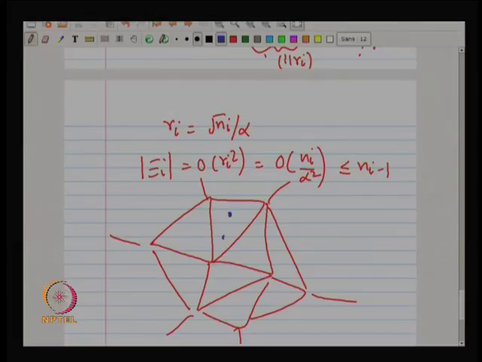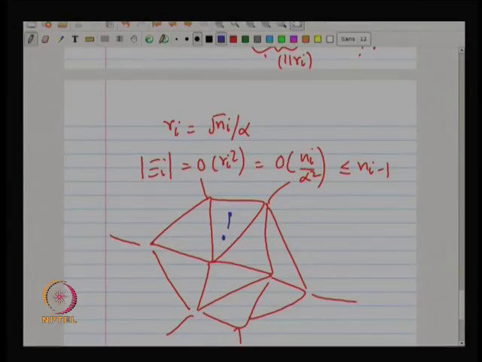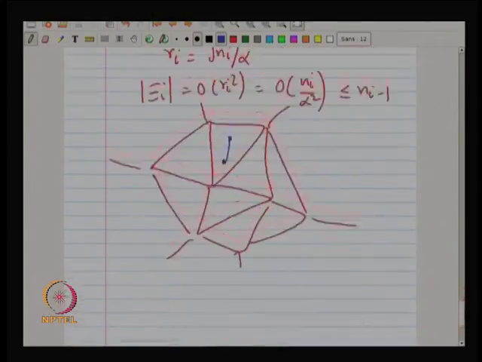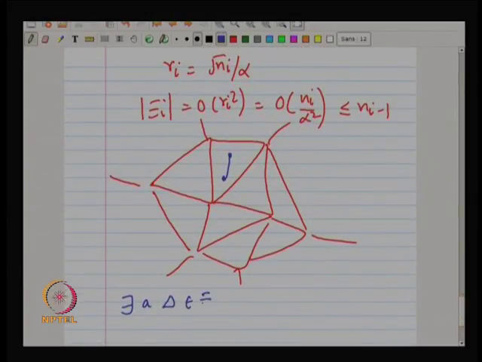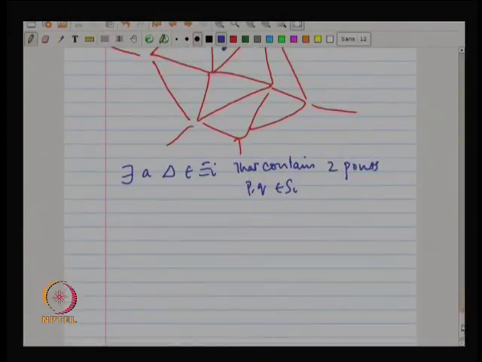So, it means that you have a triangle that contains 2 points by the pigeonhole principle, because n I points are lying inside n I minus 1 triangles, so there has to be at least one triangle that contains at least 2 points. All right. So you can add this edge to your spanning path. It means there exists a triangle that contains 2 points, let us call them P Q. So add P Q. That is the construction.